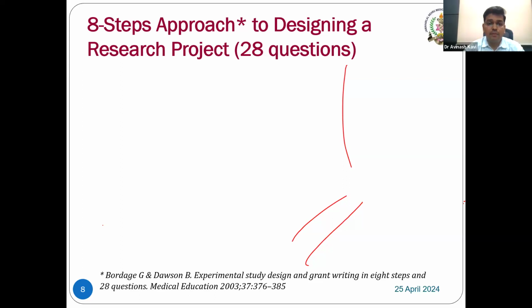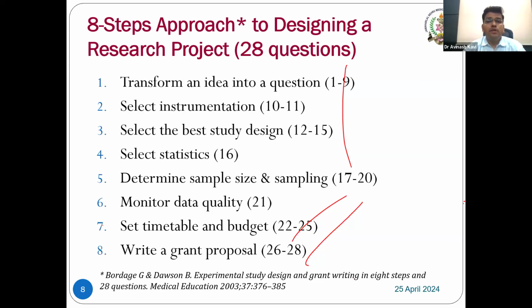Of course, we have that published in 2003 in the Medical Education Journal. So these are the 8 steps. Transform the idea into a research question, which has 9 questions to be answered, select the instrumentation, select the best study design which is applicable, select the statistics, determine the sample size and sampling, monitor the data quality, set timetable and budget, and finally write the grant proposal. So under these 8 steps, we have 28 questions.